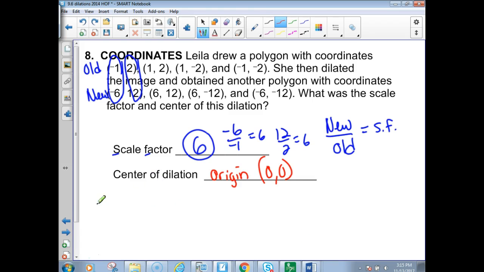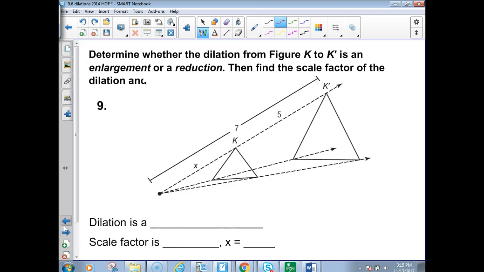So if you multiply the coordinates, the center was the origin. Now, 9, you've got a picture. We need to figure out which one's the new one versus which one's the old one. Which figure is the new one, and how can you tell? How do you know for sure it's the bigger one? Because it doesn't have to be the bigger one. It's labeled with what? The prime notation. Okay, because that's prime notation, this is the new figure, and this one is the old figure. So, this is an enlargement. It's an enlargement because the figure got bigger.